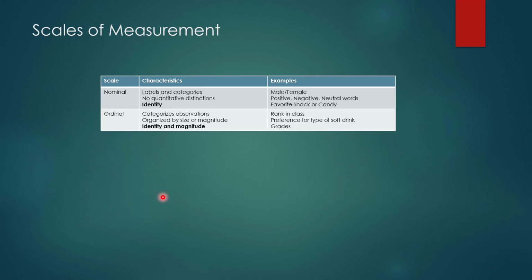Then we go up to the ordinal scale. And so here we see we're identifying, but we also have a magnitude. And so here we're organizing by size, or magnitude is another way of thinking of size. And it categorizes your observations still, so it's still categorizing those individuals or events, but there's a magnitude related to it. So now we have identification. We know which group the individual belongs to. We also know which one's bigger or smaller, kind of. So you can think of it as a rank.